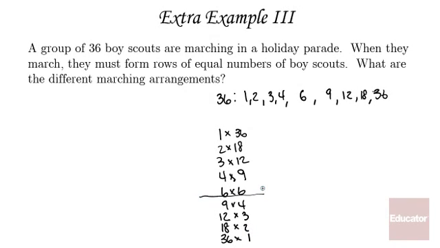Remember not to stop here because the first number is representing your rows and the second number is representing the number of Boy Scouts in each row. And the question does ask you to come up with all the different marching arrangements.